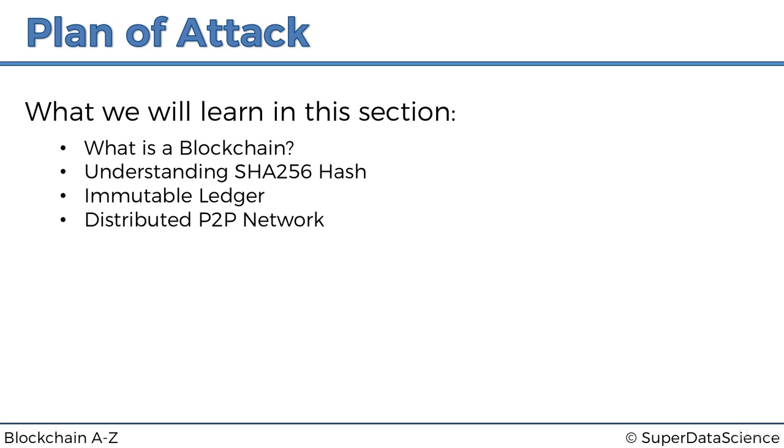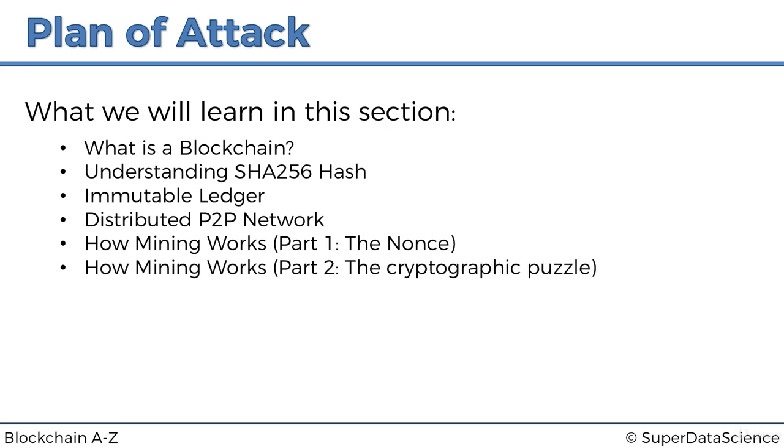Then we'll talk about distributed peer-to-peer networks, and we'll see how through distribution of the blockchain ledger, we can introduce a second layer of security, which will make this whole technology that much more reliable. Then we'll talk about mining, and it'll be a two-part tutorial. The first part will be how mining works, the nonce, which is a parameter in the blockchain, and then we'll talk about how mining works, part two, the cryptographic puzzle. So after these two tutorials, you'll be very well versed in the concept of mining.